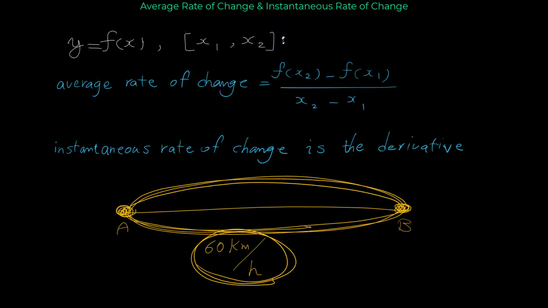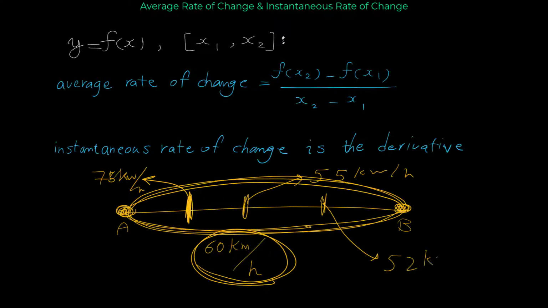Now consider this question. I am asking you, okay, at this point here, what was your velocity? For example, you are saying 75 km per hour. What was your velocity at this point? 55 km per hour. What was your velocity here? 52 km per hour. As you can see, at different points, you have different velocities. These velocities are instantaneous velocity.